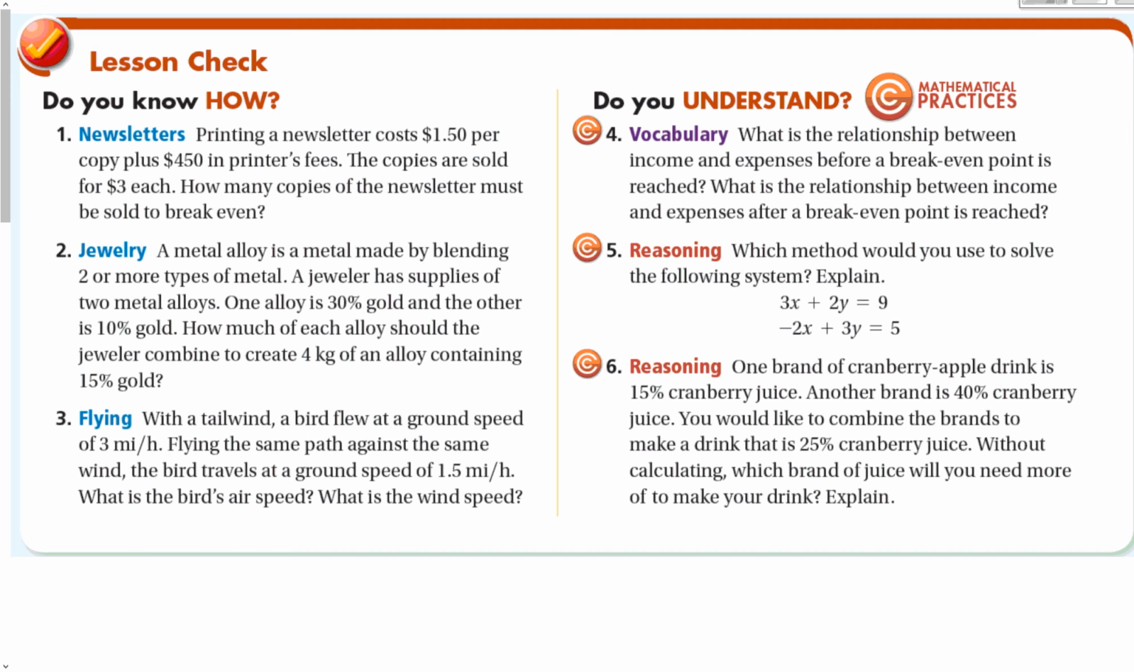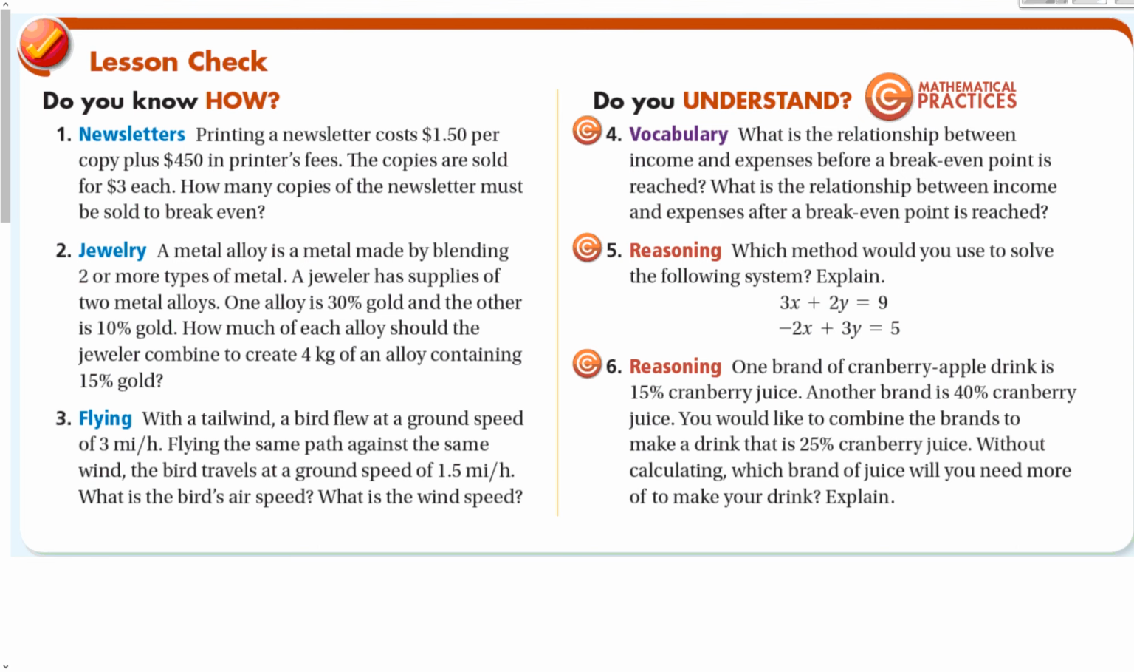All right, so let's wrap this up. Our quick lesson check here. Printing newsletter. These three, I don't want to do all three, but we can set up a little bit here. Printing newspaper costs $1.50 for copy, $450 in printer's fees. Copies are sold for $3 each. How many copies of newsletter must be made to break even? So that's 3x is going to be equal to 1.50x plus 450. There's my setup, and we can solve that.